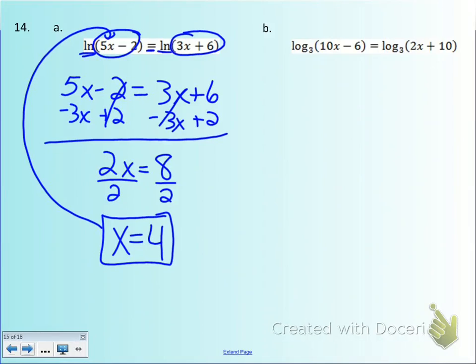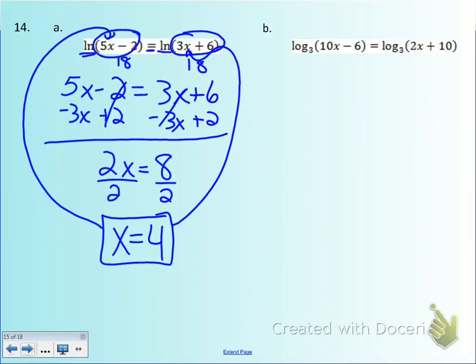So we put a 4 in here. 5 times 4 is 20. 20 minus 2 is 18. Plug it into the other one. 3 times 4 is 12. 12 plus 6 is 18. They are equal, so we are good to go. Also, they are both positive, and those numbers in those parentheses need to end up being positive.